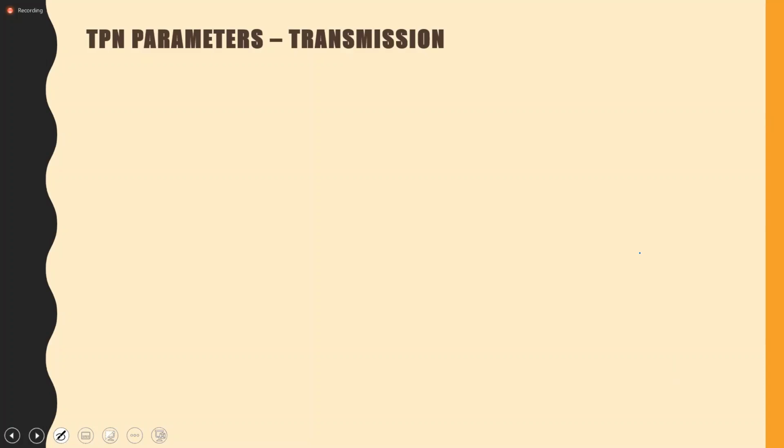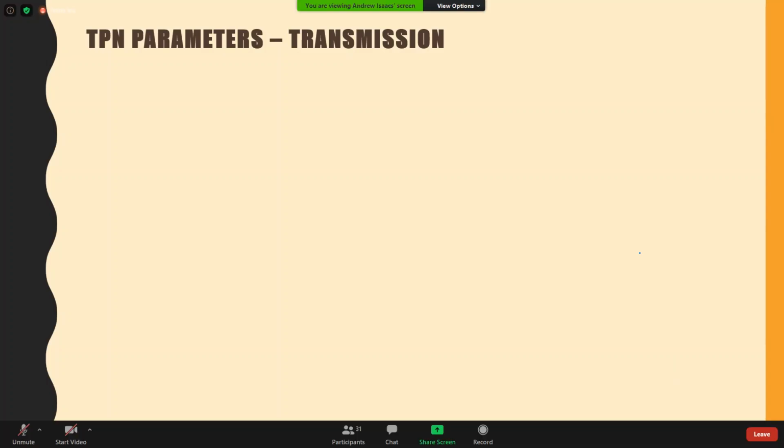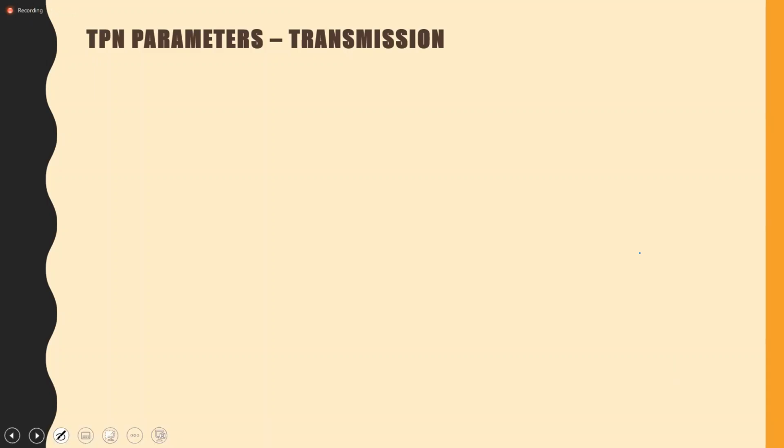So let's quickly summarize what we have done so far. You have your admittance parameters that give you the input and output currents in terms of the input and output voltages. You have your impedance parameters, which give you the input and output voltages in terms of your input and output currents. You have your hybrid parameters, the mixture, which give you your input voltage and your output current in terms of your input current and your output voltage.